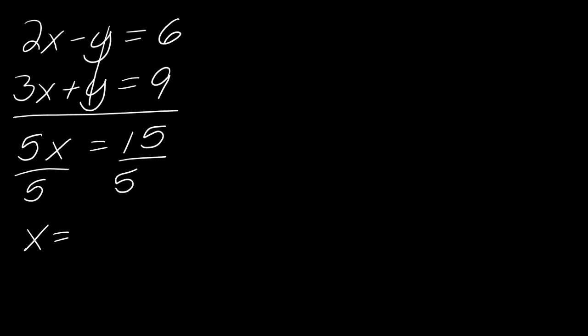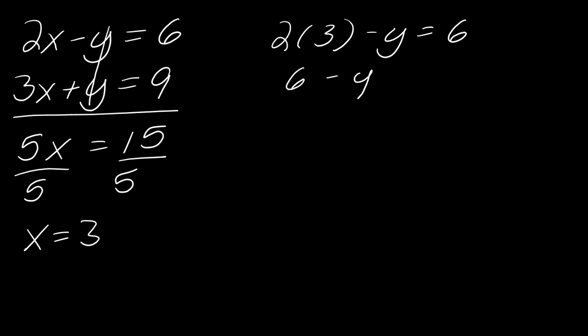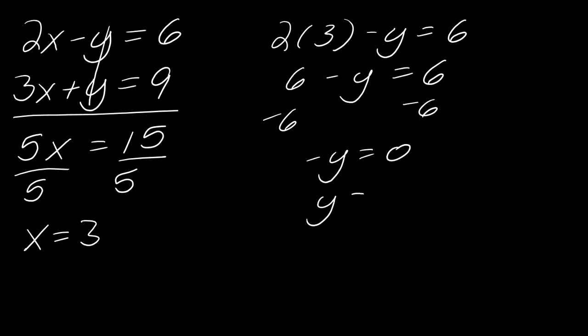And after I have found that solution, I can plug it back in. So I'm going to plug this back into the first equation. So this becomes 2 times 3 minus y equals 6. So I get 6 minus y equals 6. And then I can go ahead and subtract this off to get minus y equals 0. So that means that y just equals 0. So my solution in this case would be (3, 0).